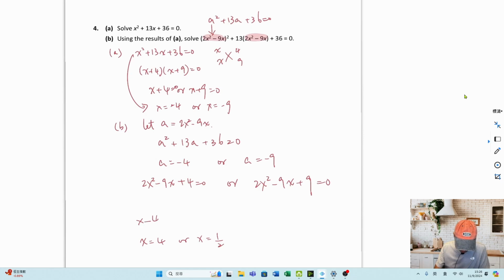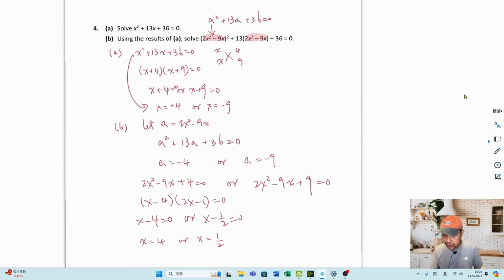s minus 4 is 0, or s minus 1 over 2 is 0. So s minus 4. The other one is s minus 1 over 2. We times 2: 2s minus 1 is 0. Okay, how about the other side?